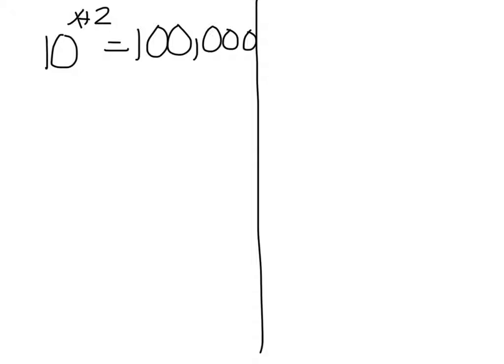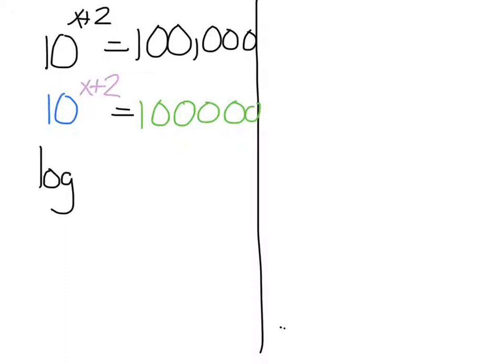This gives me an opportunity to write this as a logarithm. So I'm going to go ahead and change this into different colors. So 10 to the x plus 2, and I'm going to set that equal to 100,000. So I'm going to write that in and convert it into my logarithm. So I want log of 100,000 base 10 equal to x plus 2.